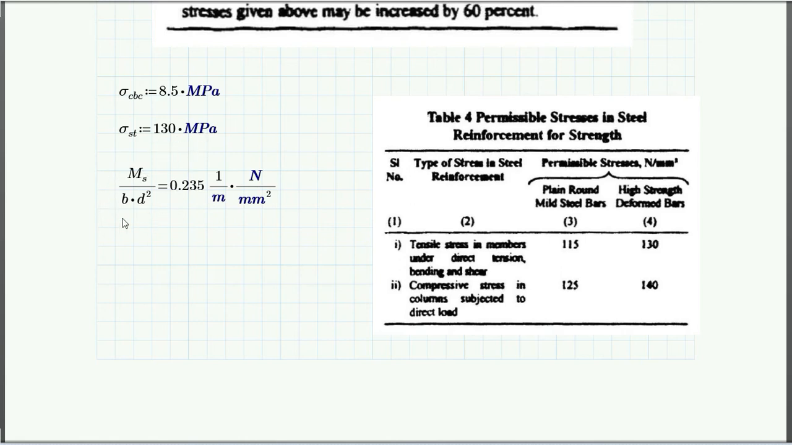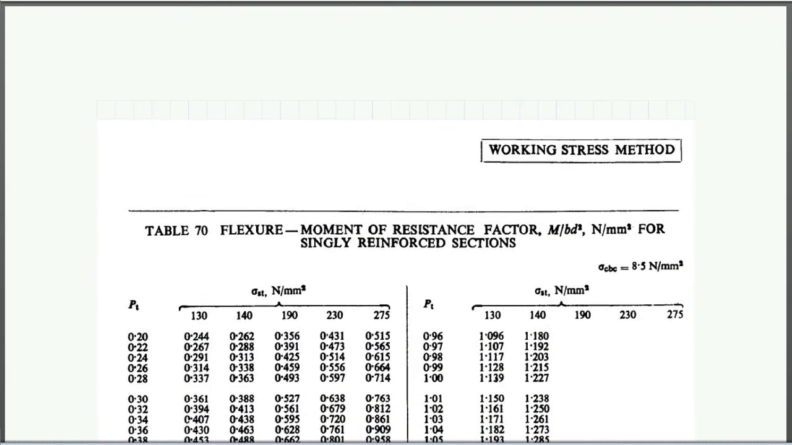If you find Mu by bd square, it will give you 0.253 Newton per mm square per meter. You can ignore this per meter because every calculation we are doing is for per meter length of the section. So we have calculated this, and we will be using this value of Mu by bd square. Let's see how to use this.